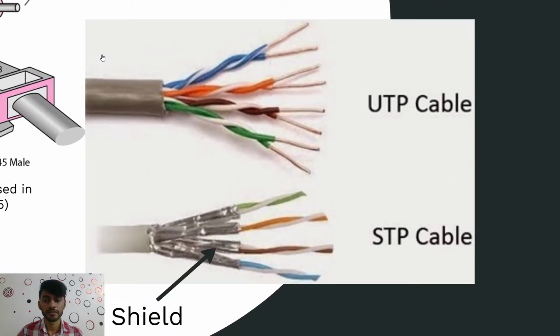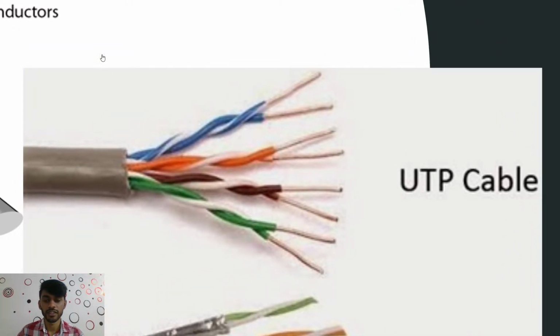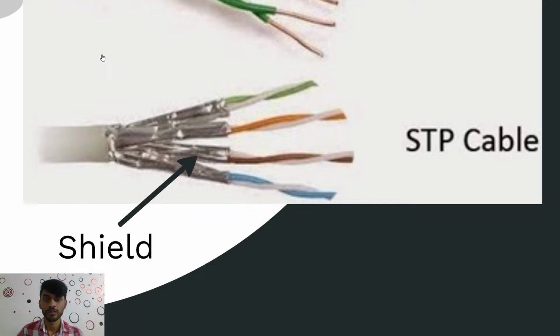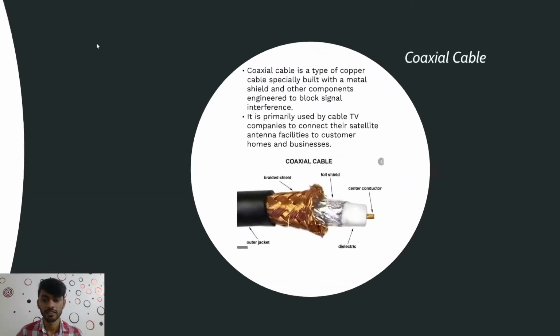There are two types of twisted pair cables. One is UTP, which is unshielded twisted pair cable, and the other one is STP, which is shielded twisted pair cable. Up next, we have the coaxial cable.